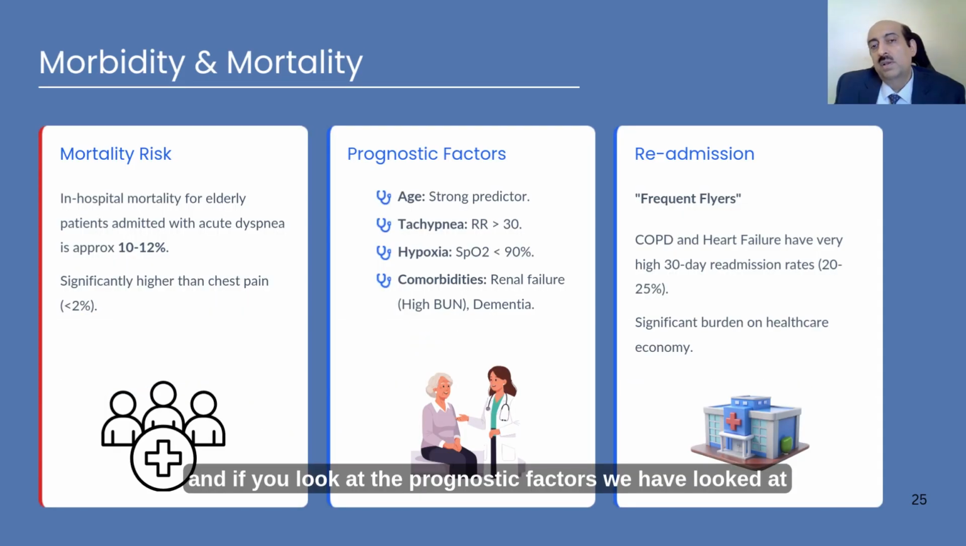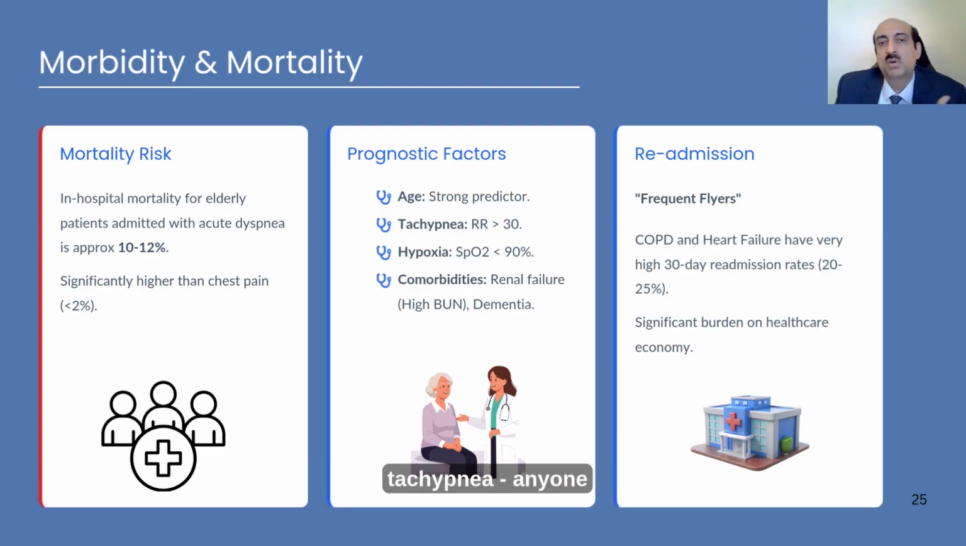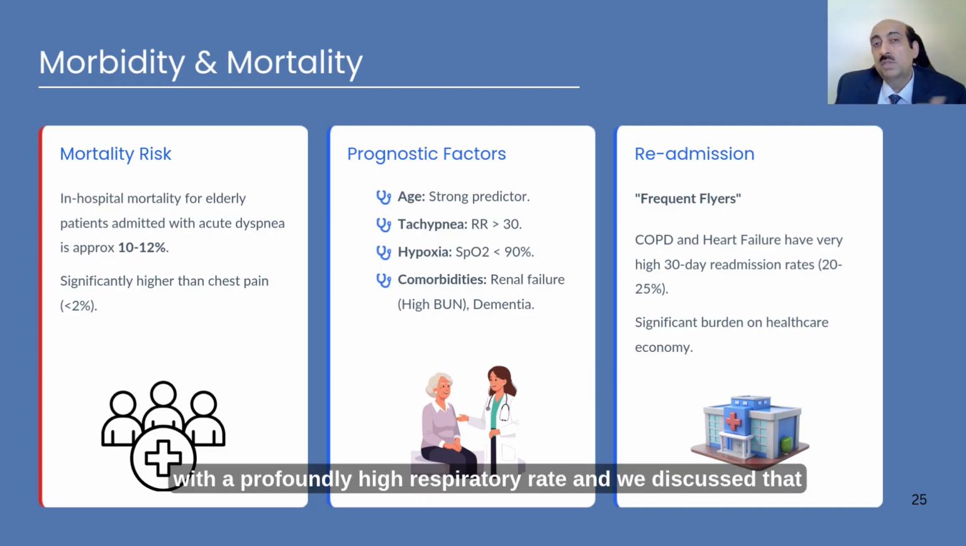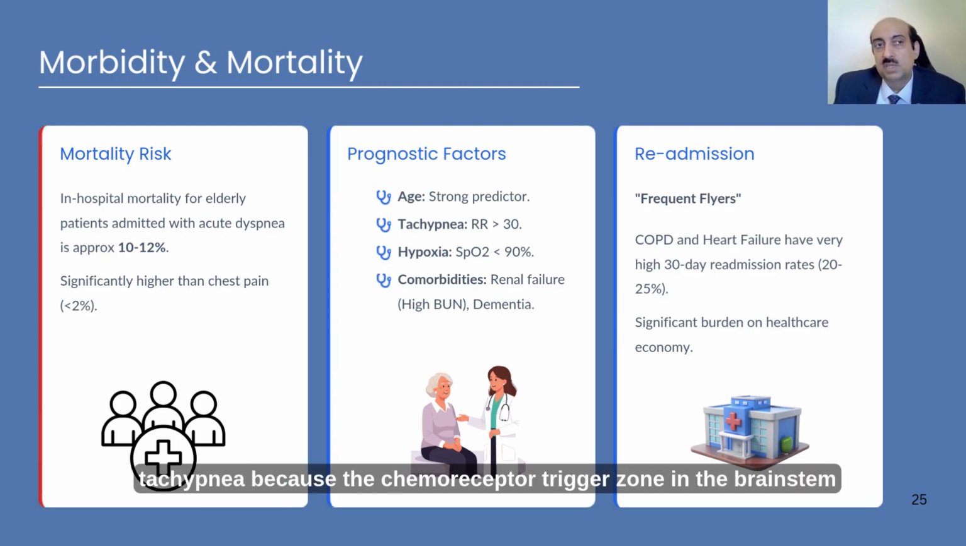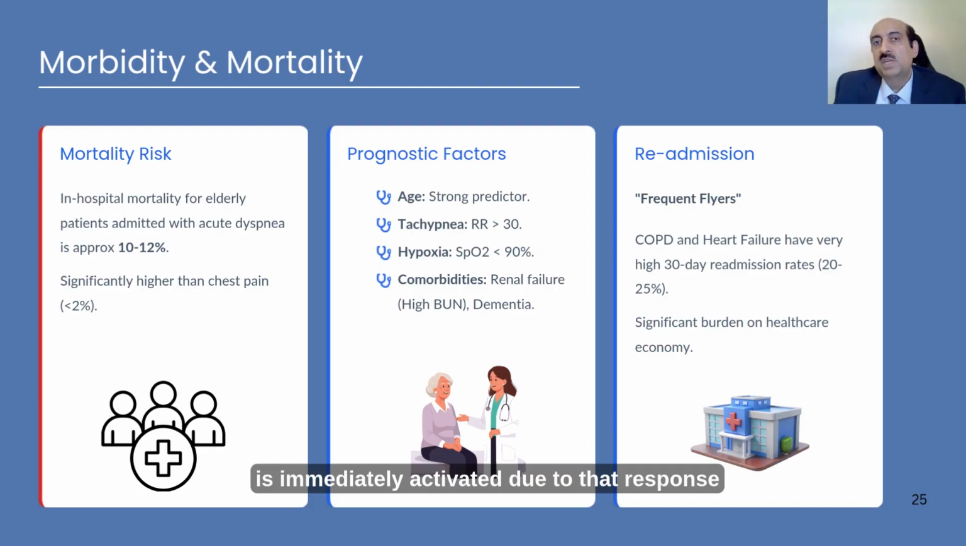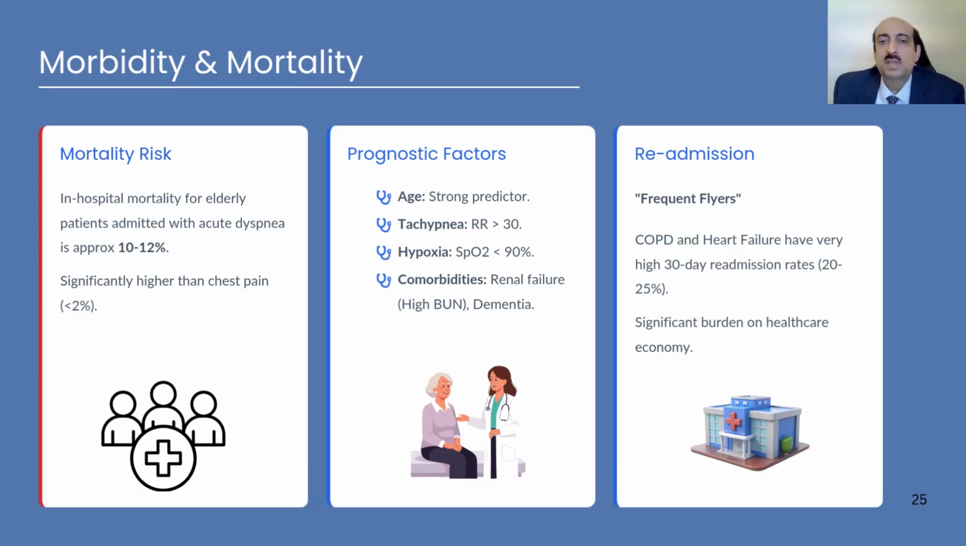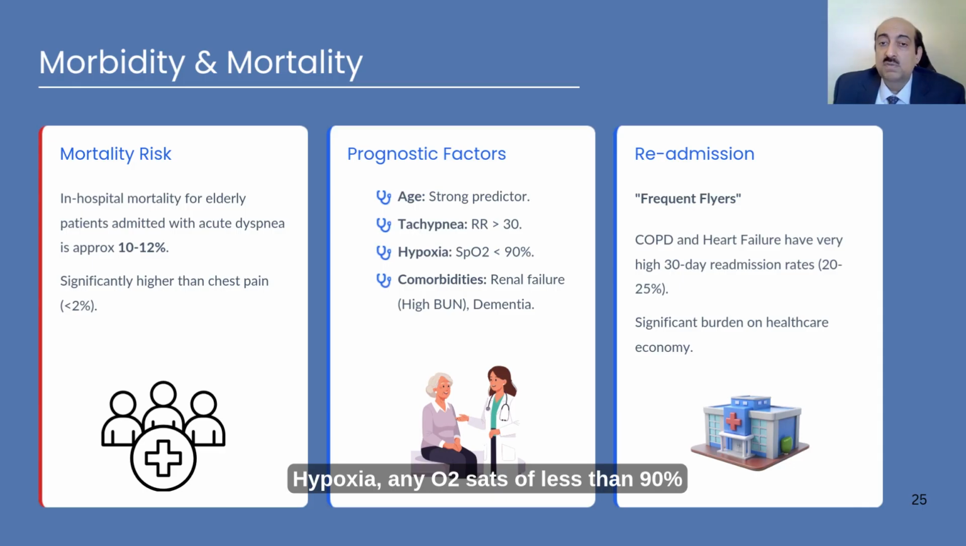other presentations. And if you look at the prognostic factors, we have looked at age, which is a very strong predictor of mortality. Tachypnea, anyone with a profoundly high respiratory rate, and we discussed that one of the first physiological signs which will go abnormal due to any acid-base balance problem, especially with acidosis, will be tachypnea, because the chemoreceptor trigger zone in the brainstem is immediately activated, and that increases the ventilatory drive to try to blow off the CO2, which is an acidic gas, in an attempt to normalize the acidemia. Hypoxia, any SATs of less than 90%, is another trigger and also a poor prognostic factor.